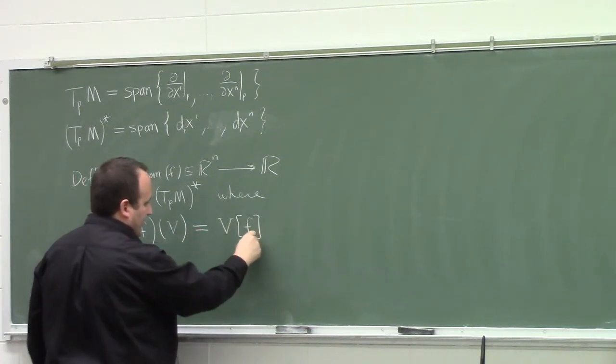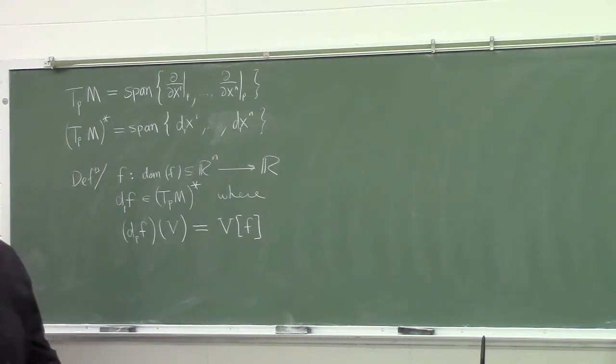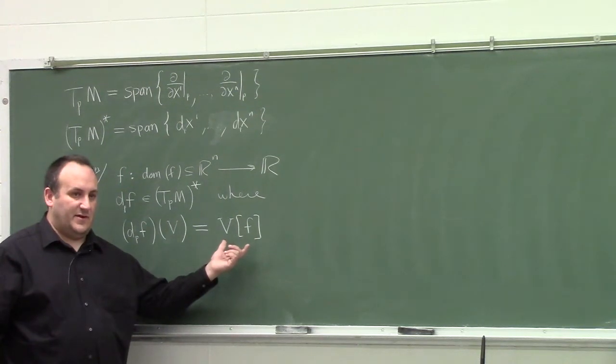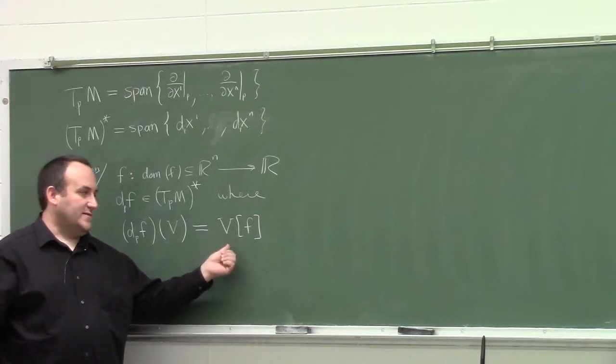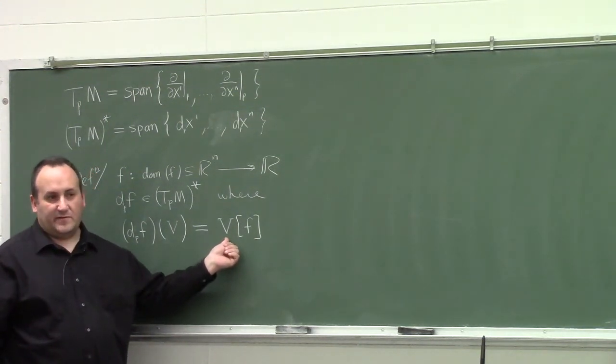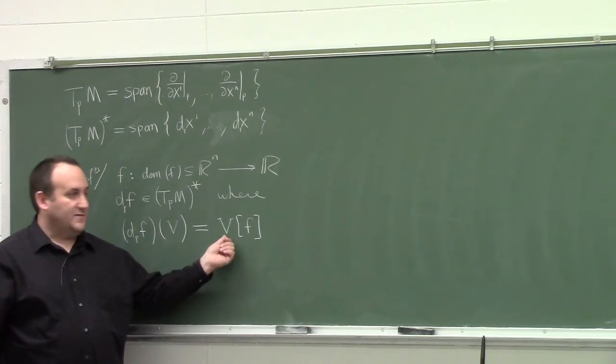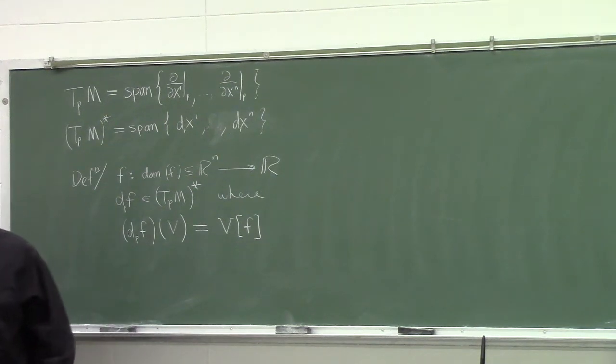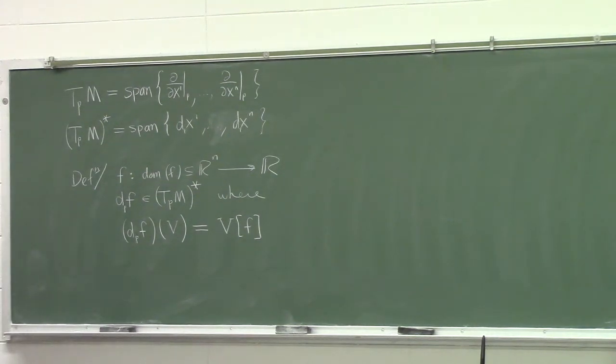And you just got done doing homeworks, which hopefully make this expression less bizarre, right? You now have a better sense of what I mean by that. v is a partial derivative or a linear combination of partial derivatives. And so v of f really just means take that derivative operator and act on f, you know? Okay.